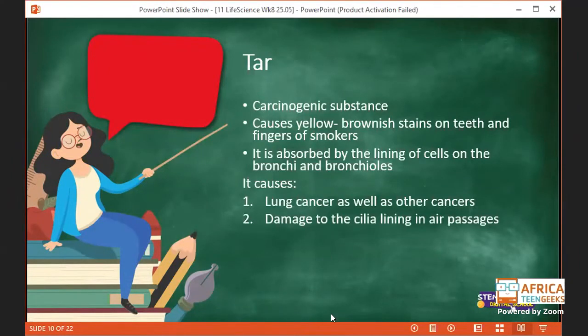Okay, guys, just a quick question. What is the function or the role of the ciliary lining in the air passage? Just before we continue, send your answers to the group chat, guys. The function of the ciliary lining in your air passages.